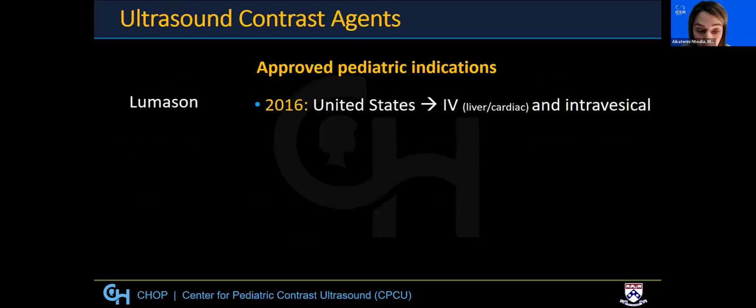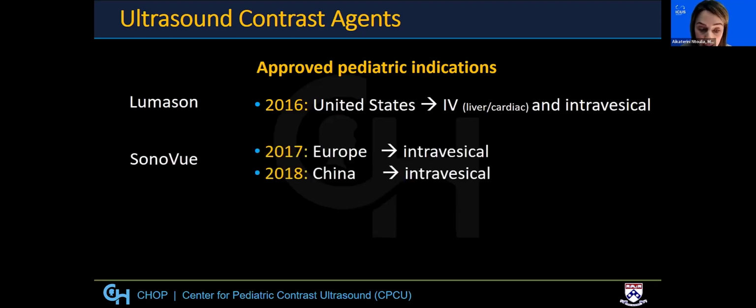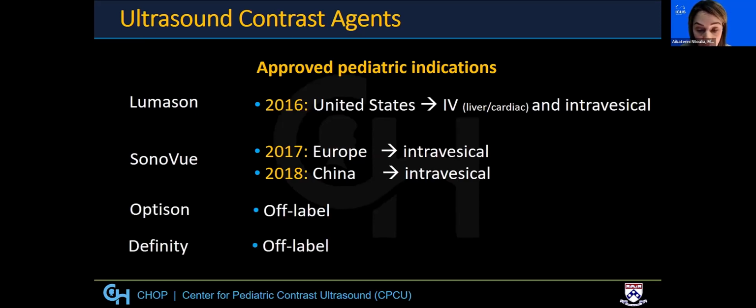In 2016, the United States Food and Drug Administration approved the ultrasound contrast agent Lumason for 3 pediatric indications: 2 indications with intravenous administration for liver and echocardiography, and 1 intravesical application for detection of vesicoureteral reflux. Outside the United States, Lumason is marketed as Sonoview and has been approved in Europe and China only for intravesical applications at the moment. The other 2 currently available contrast agents, Optison and Definity, have not yet been approved for a pediatric indication, but they have been used off-label in children.